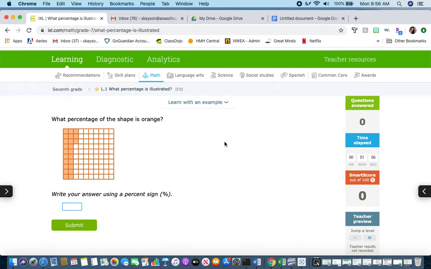and do a couple examples of each. So I'm going to start with L1. L is percents, 1. What percentage is illustrated? Let's go ahead and start with this example.